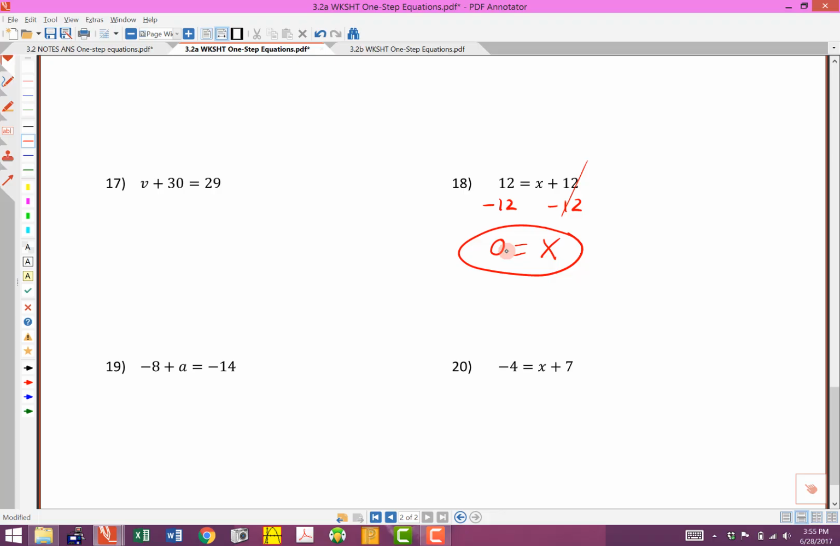So go ahead and make sure you're solving these equations, showing all your work, kind of showing how you're thinking through it, showing how things cancel, and that sort of thing. And remember, inverse operations. So good luck on the assignment.